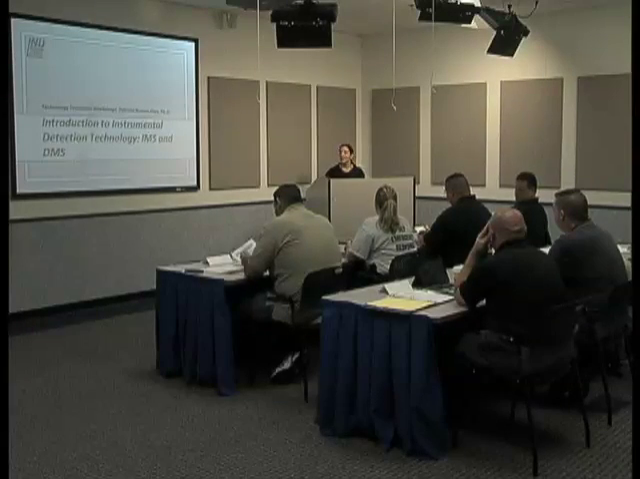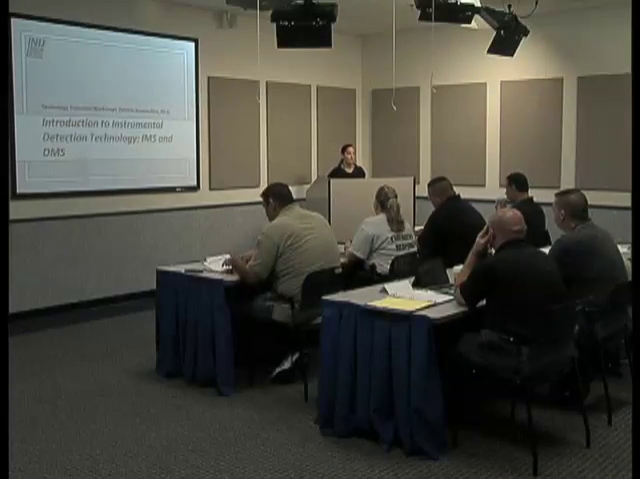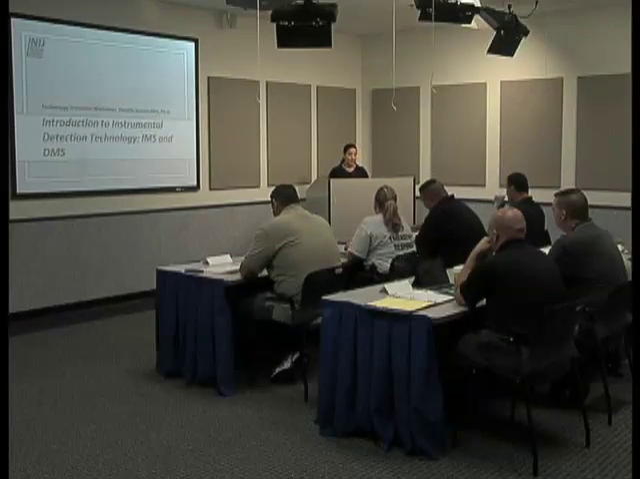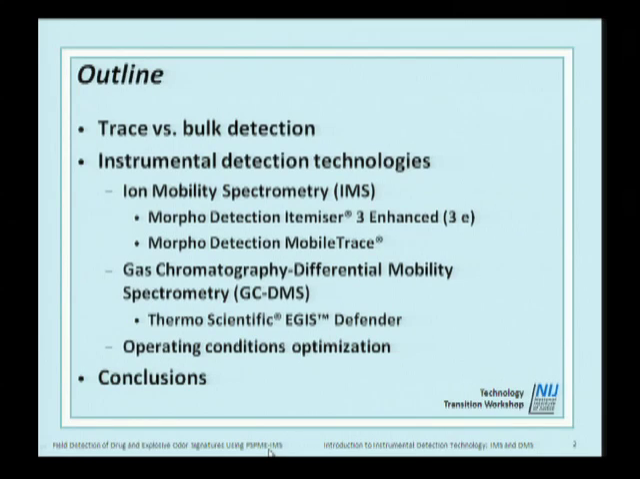This lecture will cover the instruments that we'll be using during this workshop, so we'll go a little bit more into the background of their theory and their uses. So here's an outline for the presentation. First, I will give differences between trace detection and bulk detection and their advantages and disadvantages. Then we'll move into the instrument detection technologies, and these include ion mobility spectrometry and gas chromatography differential mobility spectrometry.